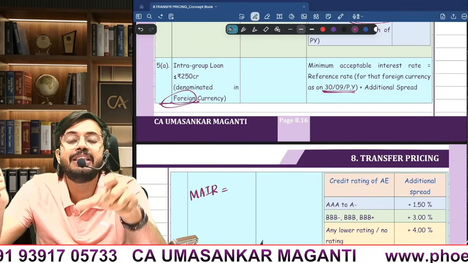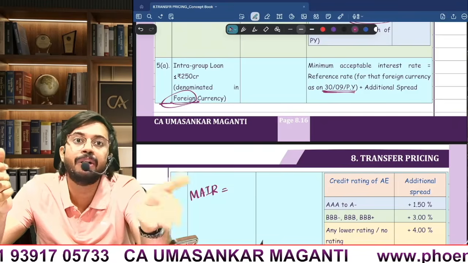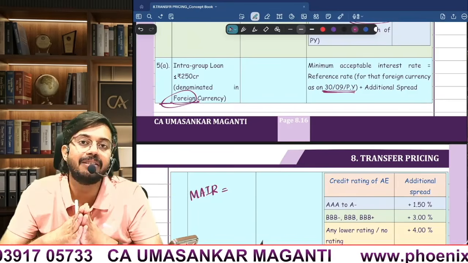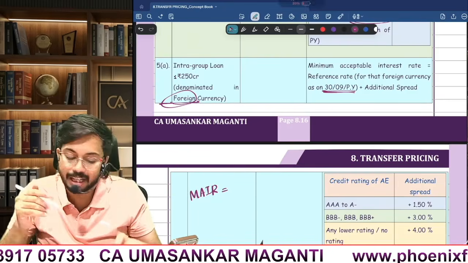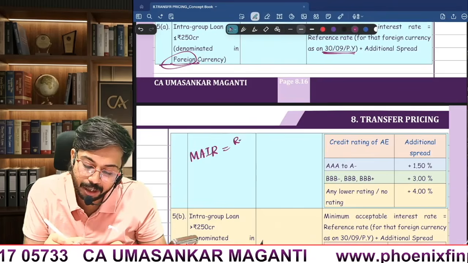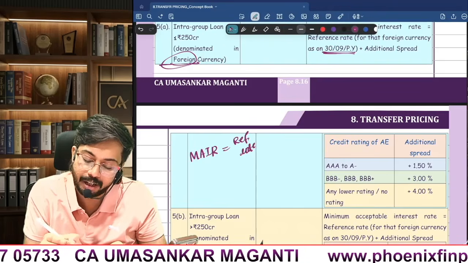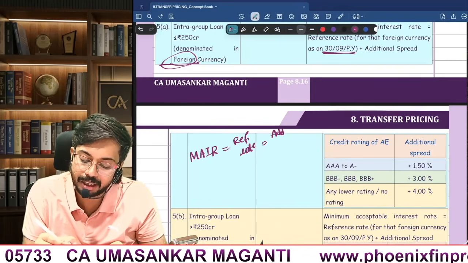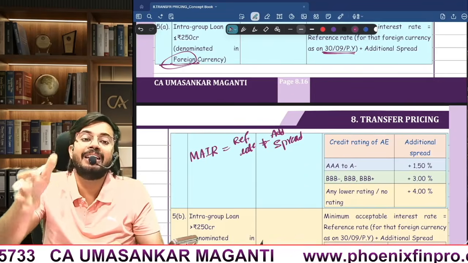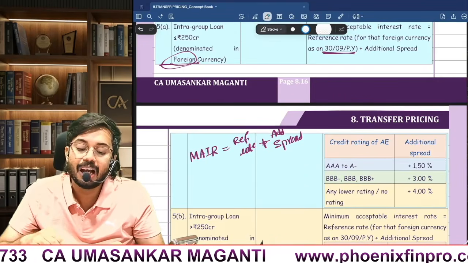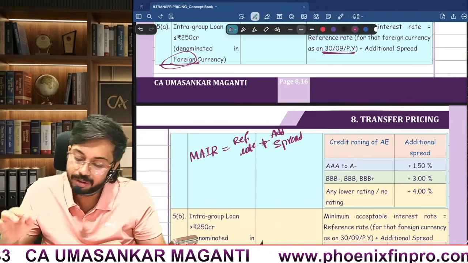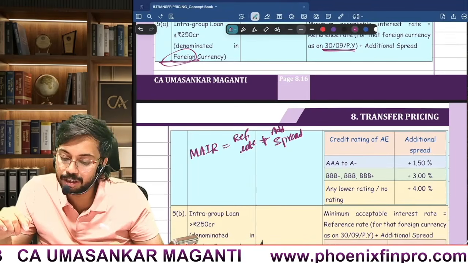Whatever the 6 months LIBOR, it is per UK, London Interbank Offered Rate. So in that country, whatever central bank is there and whatever the reference rate is, you have to take that reference rate. To that reference rate, you need to add additional spread. If you charge at least that much interest rate, then your interest rate is acceptable. That is at arm's length price. Otherwise, the department is going to calculate the arm's length price. Are you able to understand? So, how much is the minimum acceptable interest rate?